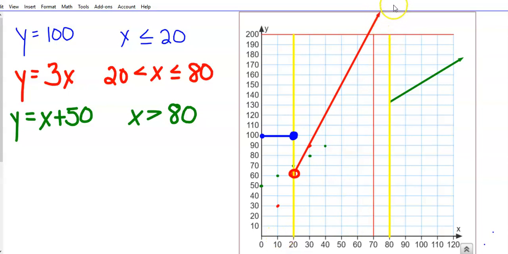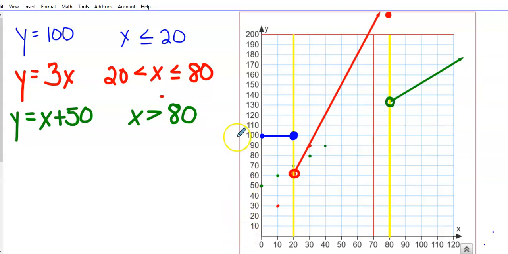Now with the red one up here, I can't see where it meets that yellow line, but the red one at the 80 would be a closed circle. So I'm just going to draw a closed circle there. So up there somewhere there would be a closed circle. The green one is above 80, so it does not include the 80. So that one would have an open circle right here.